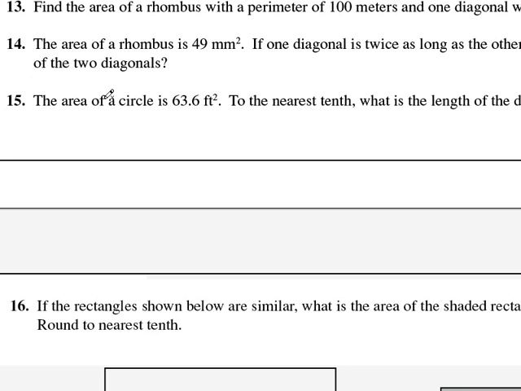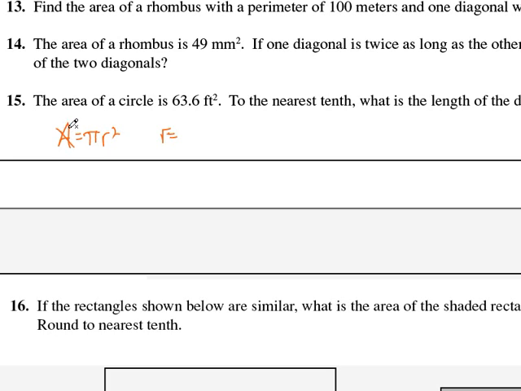This time it tells you the area of a circle. What's the area of a circle? Pi r squared. No, pi d is the circumference of a circle. It's r squared. Pi d is not the same thing as the area. And it says, what's the length of the diameter? So you're finding the radius, correct? And then you're just doubling it to get the diameter, right?